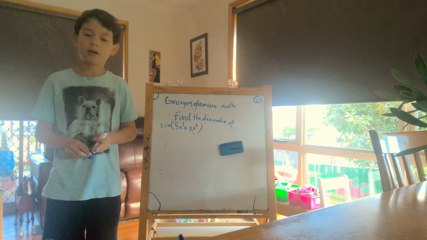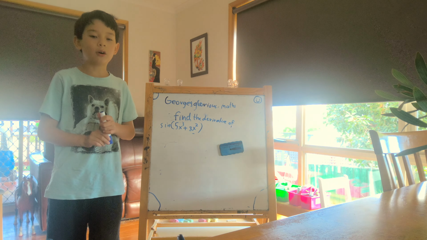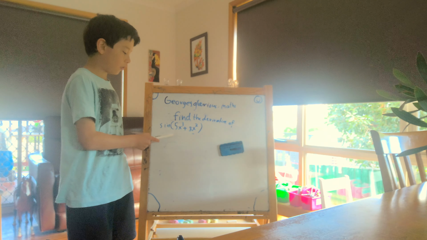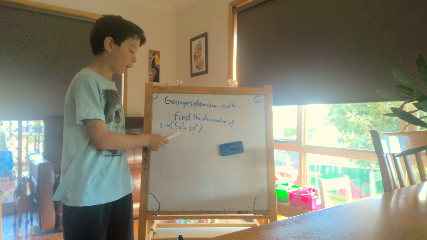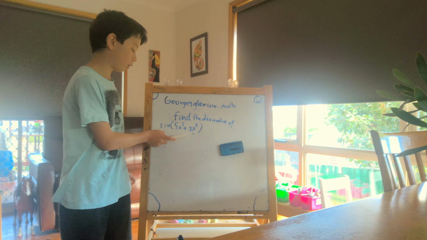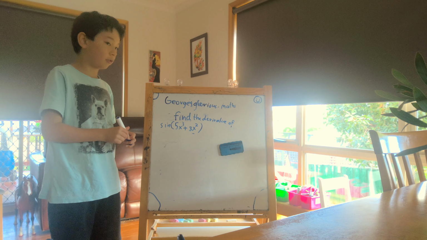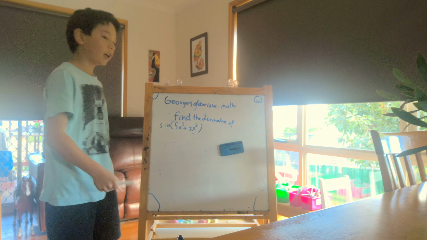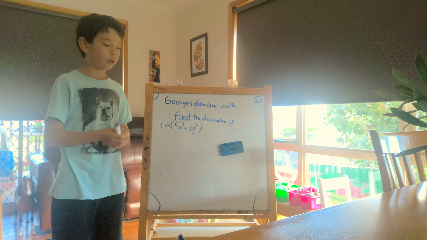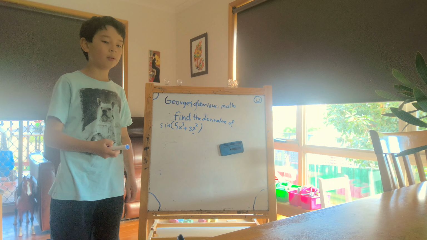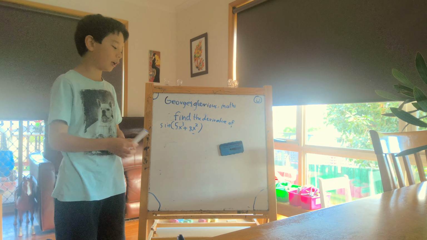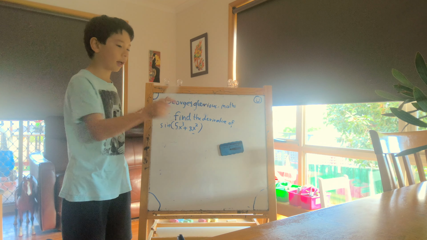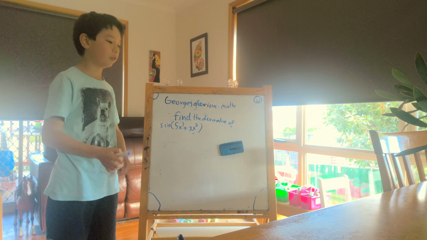Welcome. We will be solving this big complicated maths problem. Sine of 5x cubed plus 3x squared. So the thing with this function is that the sine is operating on 5x cubed plus 3x squared, like that whole polynomial.